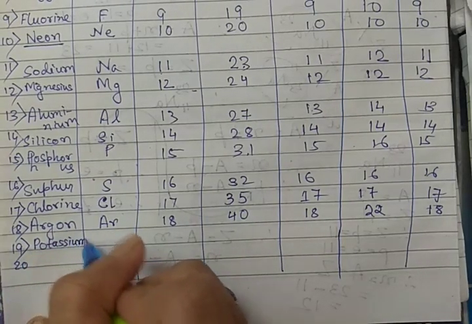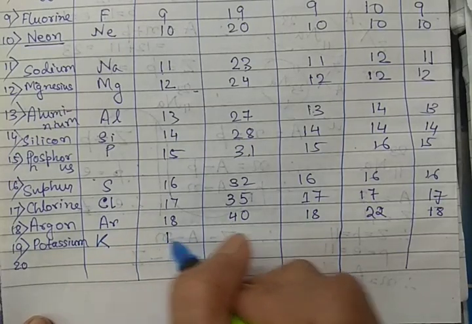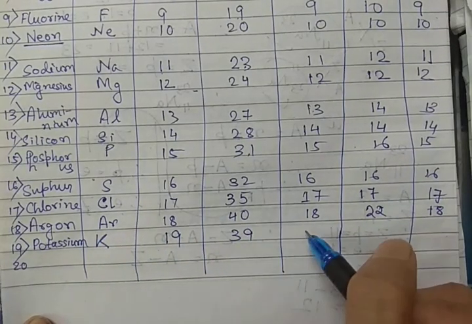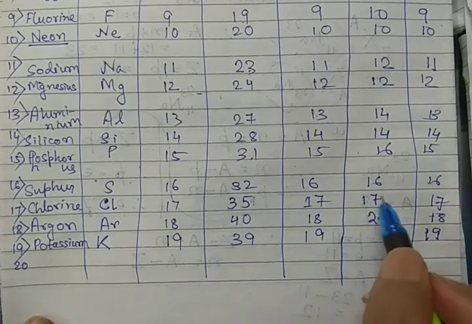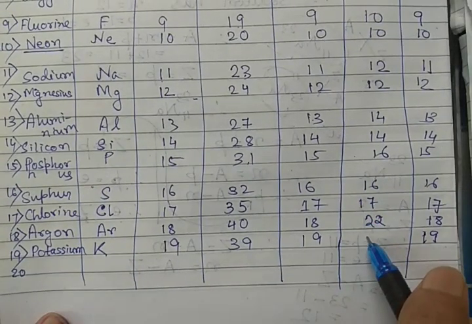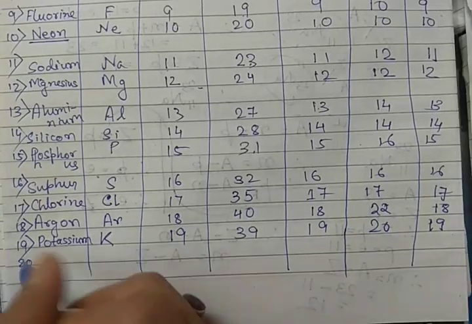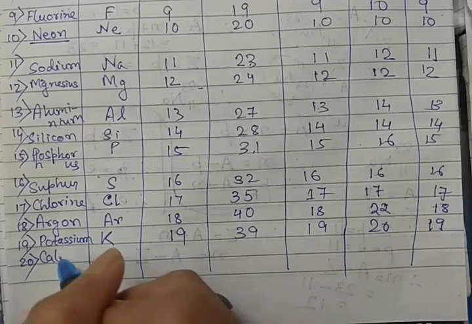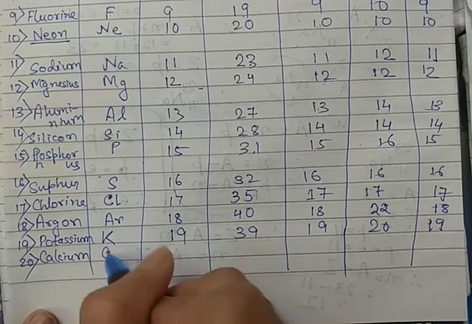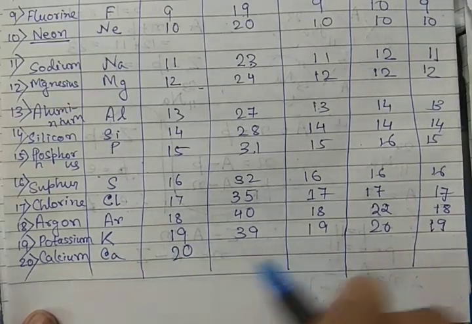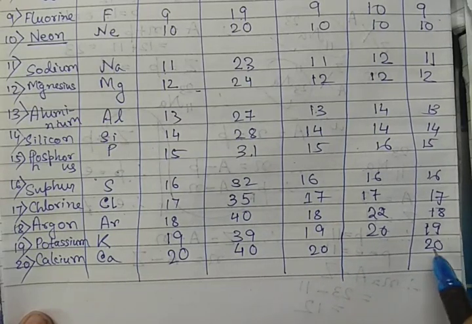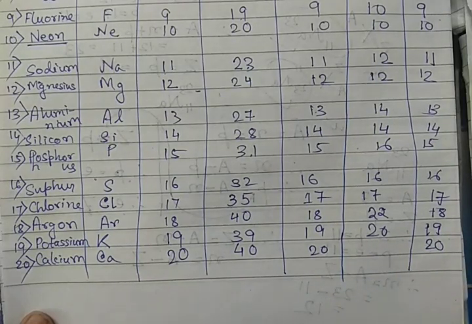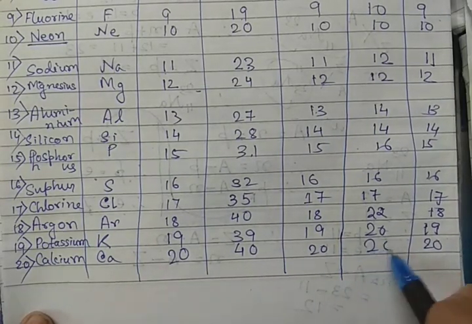Potassium is represented by K. It has atomic number 19, mass number 39. Therefore number of protons and electrons will be 19 and number of neutrons is 39 minus 19, which is equal to 20. Okay, and the last element that we need to study about is calcium, whose atomic number is 20, mass number is 40. So number of protons and electrons are 20. Number of neutrons is 40 minus 20, which is also equal to 20.